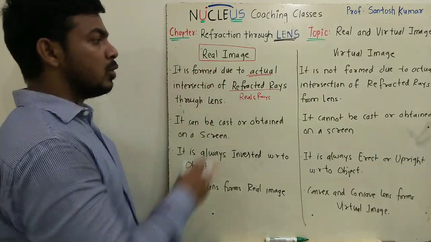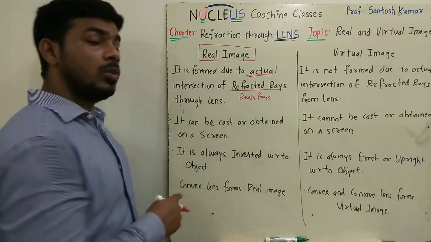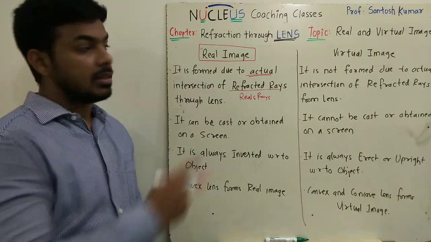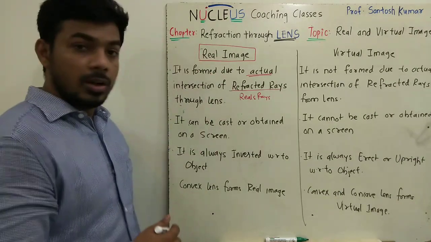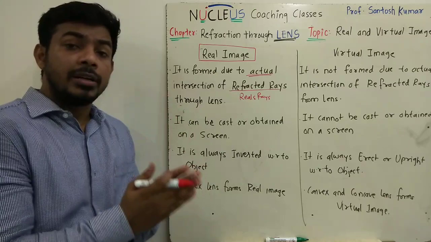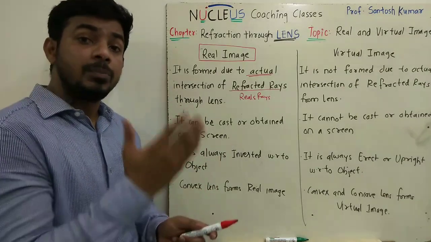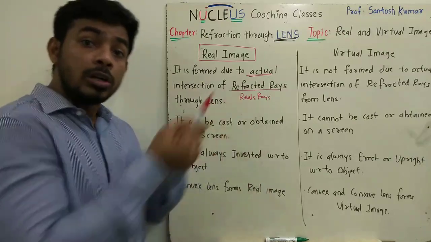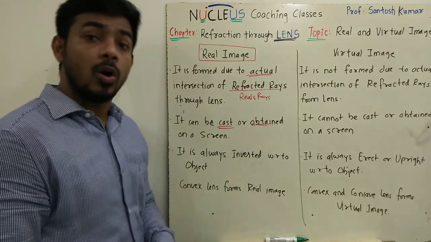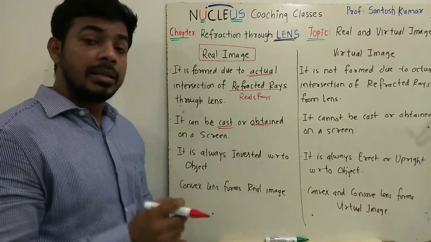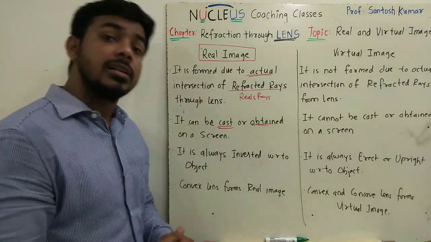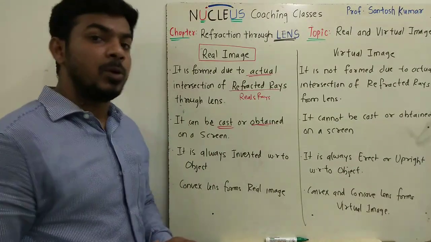So if the image is formed due to actual intersection of the refracted rays through lens, that image will be real. And if it is not formed due to actual intersection of refracted rays from lens, that image will be a virtual image. Now remember, since real image is formed due to actual intersection, this point of intersection can be located. That means we can place a screen at that point in order to obtain the image. So remember, real image can be cast or obtained on a screen. Very important point. Real image is formed due to actual intersection, so the point where the rays actually meet, we can place a screen over there. That means real image can be obtained on a screen.